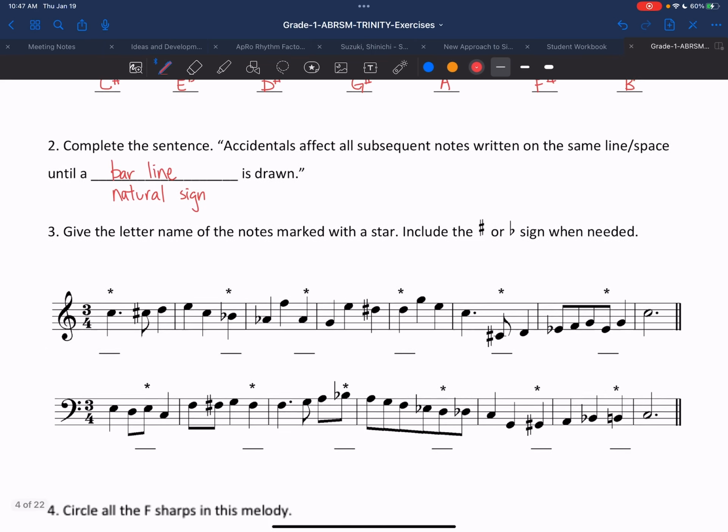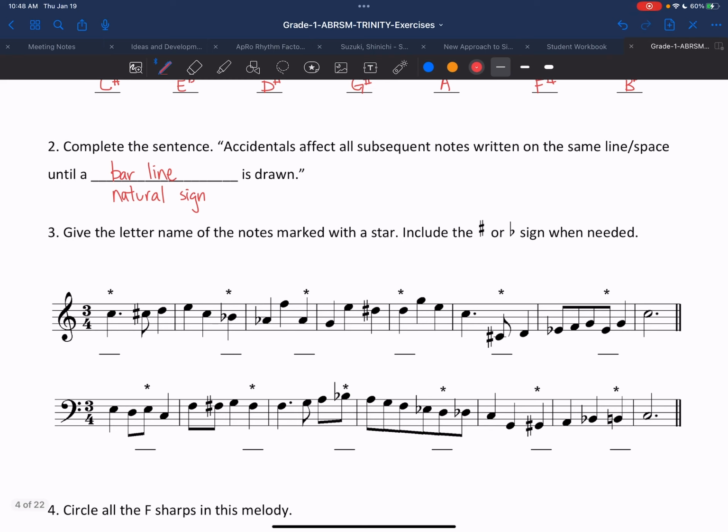Then, we're going to give the letter name of the notes marked with a star, including the sharp or flat sign when needed. So in this exercise, we're in the treble clef, and so this is a C natural, then a B flat. Then we have an A flat. Then we go to an F natural. We have a C sharp, and then finally we have an E flat.